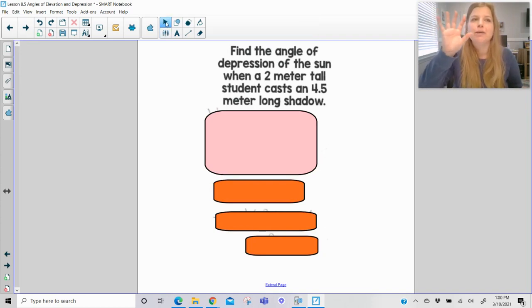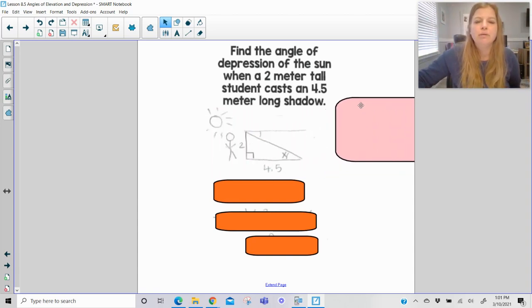I said pression. Problem, question. Okay. Find the angle of depression of the sun when a 2-meter tall student casts a 4.5 meter long shadow. So the student is 2 meters tall. The shadow is 4.5 meters long. So if I was to draw this out, here is what it may look like. So here's the sun. Here's a person who's 2 meters tall. The shadow is 4.5 meters long.